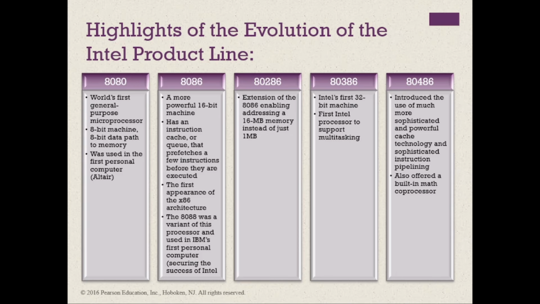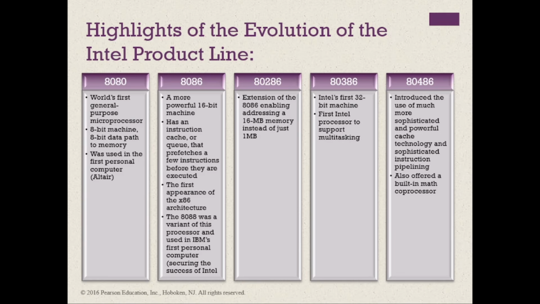And then next we have the 8086, a far more powerful 16-bit machine. In addition to a wider data path and larger registers, the 8086 supported an instruction cache or queue that prefetches a few instructions before they are executed. A variant of this processor, the 8088, was used in IBM's first personal computer, securing the success of Intel. And the 8086 is the first appearance of the x86 architecture.